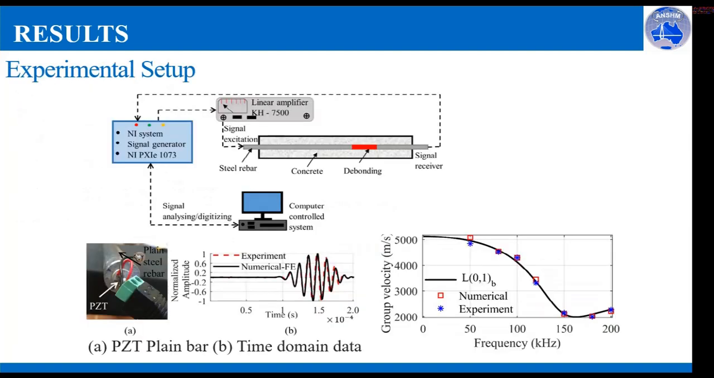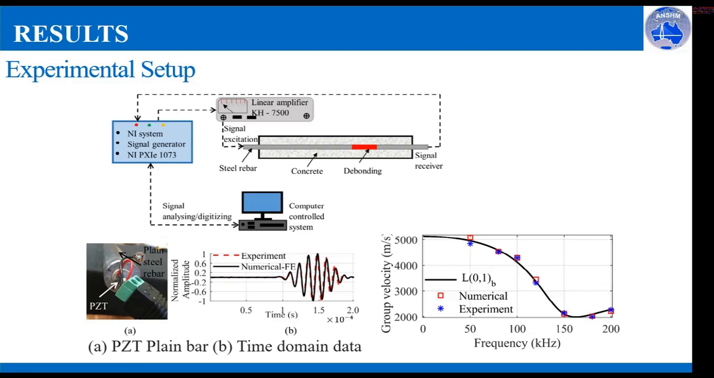Similarly, the beam which is analyzed using the numerical study is tested using the experimental setup, shown here in this picture. The signal is excited using an NI system and amplified using a Con Hill amplifier, and then it is excited at one end of the rebar, similar to the FE. When the wave interacts with the debonding, it is received at the other end of the rebar, and the signal is processed through the NI system and analyzed using the computer system.